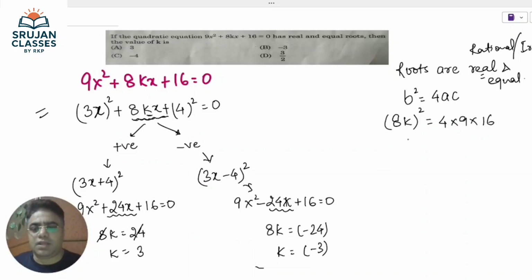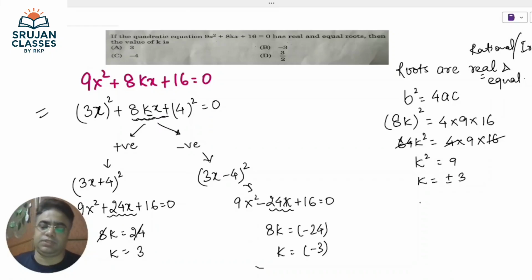Again over here, this can be written as 64k square equals 4 into 9 into 16. I'm not going to multiply these because 16 fours are 64, which can easily be removed. So k square can be written as 9. So over here we can write k is plus and minus 3. Again, through this method, we can say that the value of k is positive as well as negative, right?